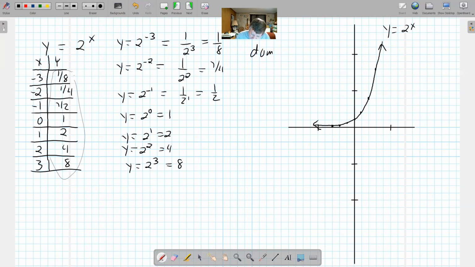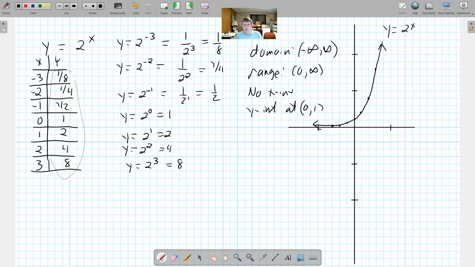What is the domain of this function? The domain would be all real numbers. x goes to -infinity, x goes to +infinity. The range would be y has to be greater than 0. There are no x-intercepts, and the y-intercept is at 0, 1. Also, we would say that this equation or function is increasing over its entire domain. As x gets larger, y gets larger, and continues in that situation.